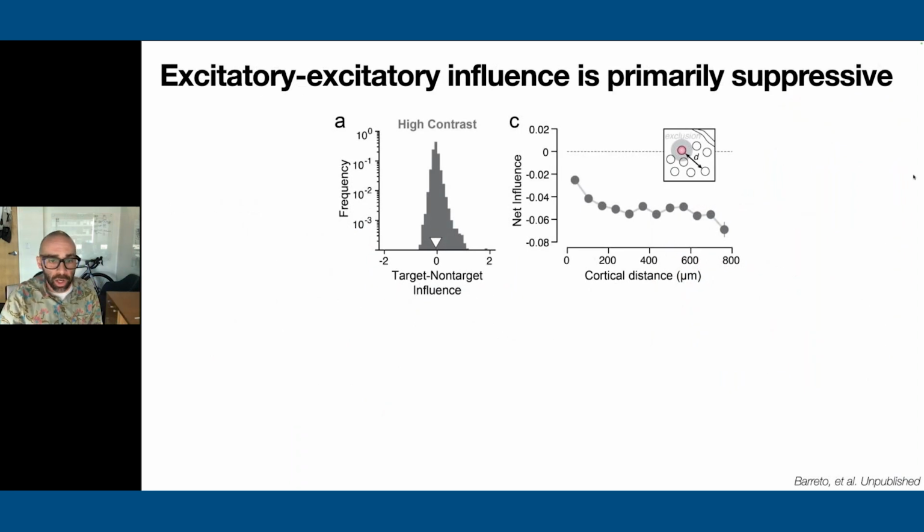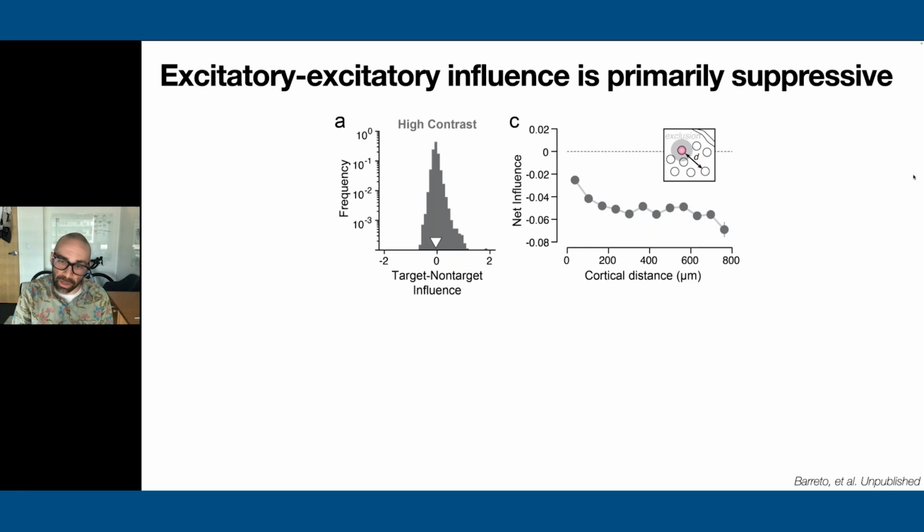The first thing I'm showing you is a measurement of excitatory influence between excitatory neurons as a function of cortical distance. On the left is the distribution of all influences in our population. It's centered around 0, but you get large negative ones and large positive ones. The total distribution is biased a little toward suppression. The little triangle shows that the median value is slightly negative. Note that the axis is log.